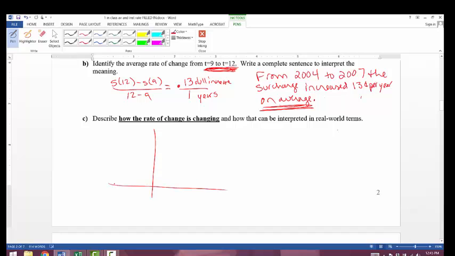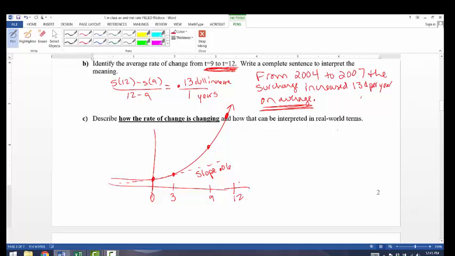So how is the rate of change changing? Well, this is an exponential function. It is concave up. We went from 0 to 3, and we had this slope of this secant line, 0.06. When we cut over here to 9 to 12, it was steeper. The secant line was steeper because the graph is getting steeper. So over here from 9 to 12, the slope of our secant line was 0.13.